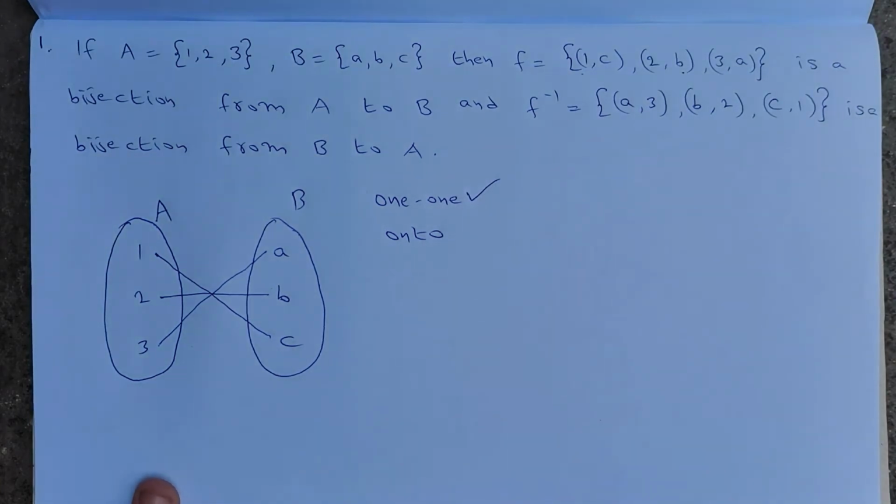Next, how is this function onto? What is the definition of an onto function? If the codomain of a function is equal to the range of the function. In this function, what is the range?